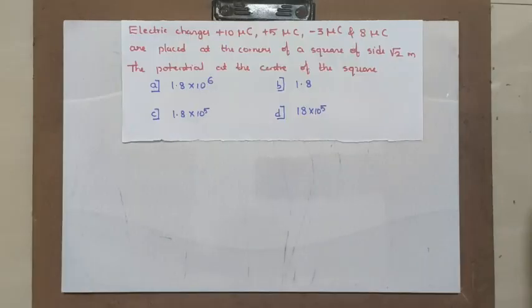Let us solve the next example. The example states that electric charges +10 microcoulomb, +5 microcoulomb, -3 microcoulomb and +8 microcoulomb are placed at the corners of a square of side √2 meter. Find the potential at the center of the square. This is the question.